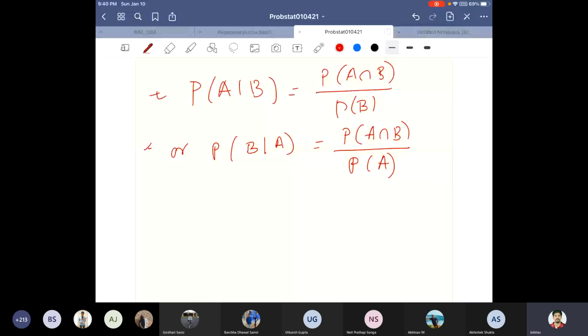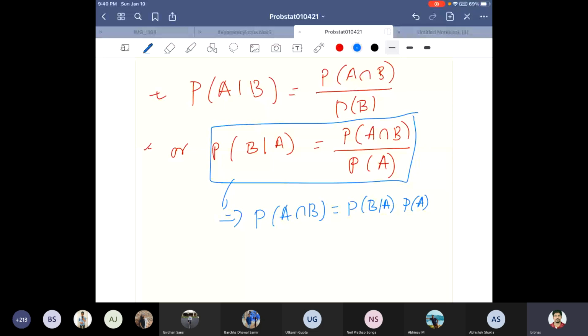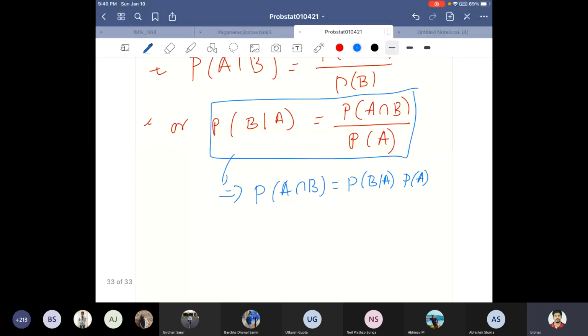If I use this as a definition, what does it mean? It means probability of A intersection B is actually equal to probability of B given A times probability of A. Now we can prove that this is the thing. What is the meaning of this? So here is no division. What I'm saying here is simple. This is a very simple case.